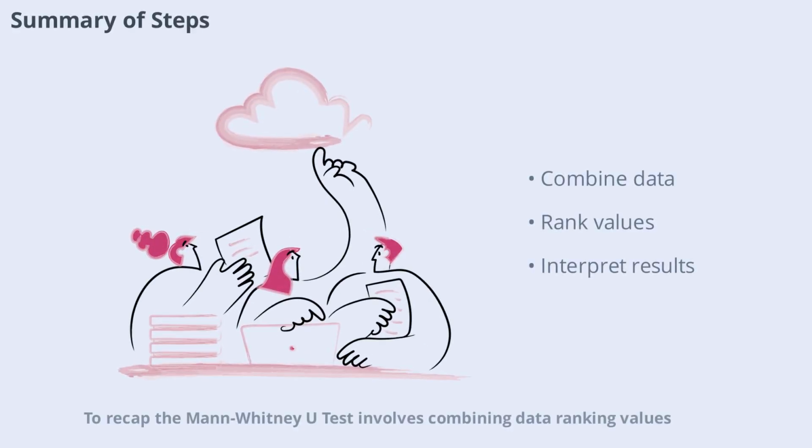To recap, the Mann Whitney U test involves combining data, ranking values, summing ranks, calculating the U statistic, and interpreting the results. Each step is straightforward, making the test accessible even for beginners.